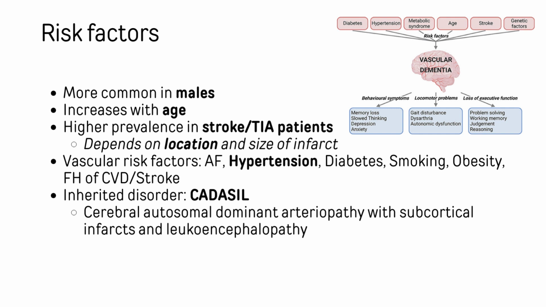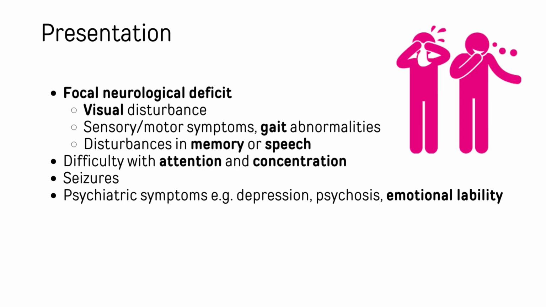Some of the genetic factors that can contribute to vascular dementia include CADASIL, which is essentially cerebral autosomal dominant arteriopathy with subcortical infarcts and leukoencephalopathy. This usually presents with behavioral symptoms, so memory loss, slowed thinking, depression, anxiety, motor problems, so gait disturbance, dysarthria, autonomic dysfunction, and a loss of executive functions, so problem solving, working memory, judgment, and reasoning.